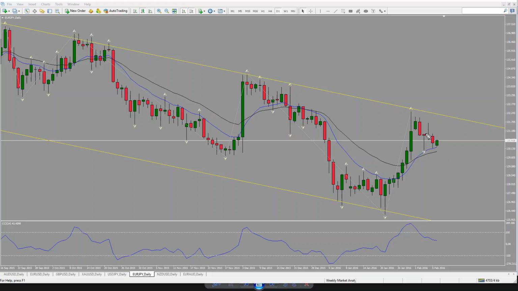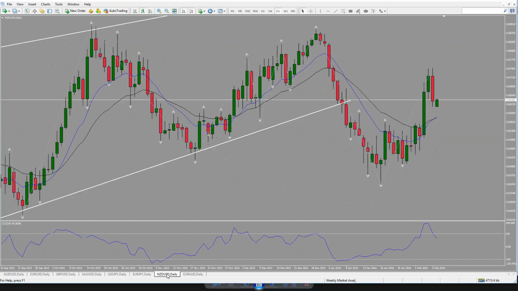Okay, for those of you who are short, just write it out. Well, you're in the channel, and let's see if it moves across to the other side for us. That's what we're looking for. All right. So euro yen currently would be a position short. Let's have a look at the Kiwi dollar.